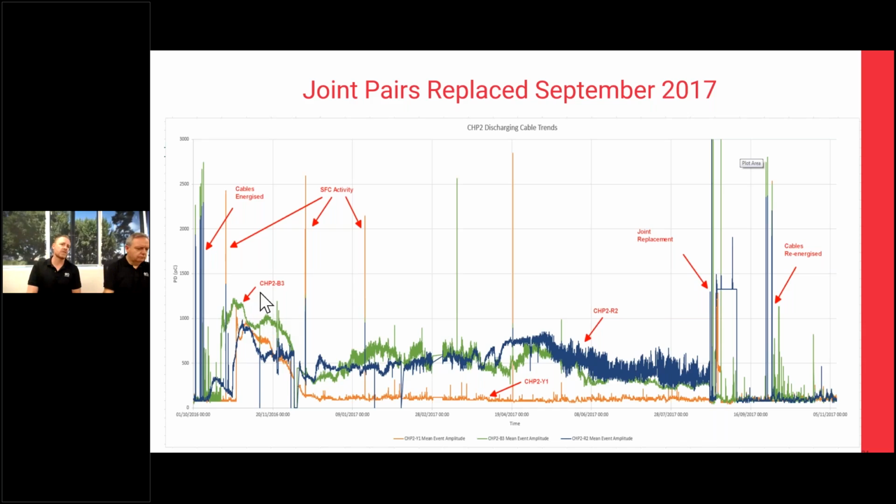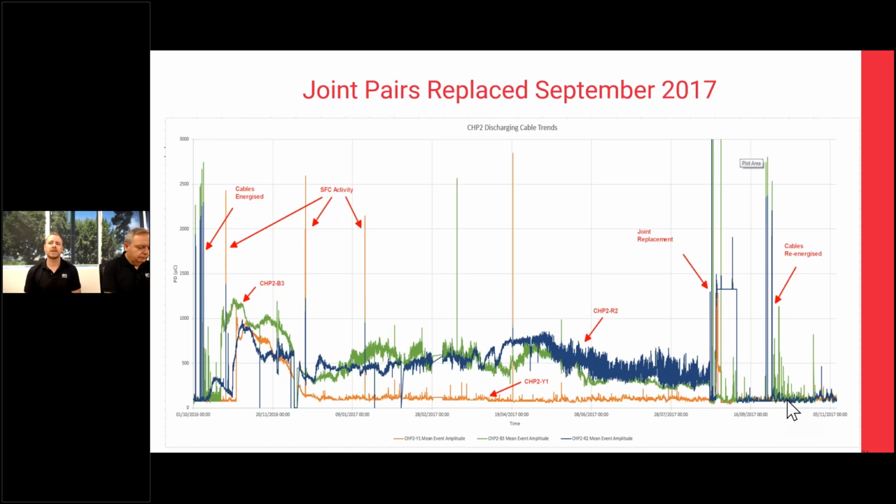And what we're able to do is track it over time, and we found that it all settled down, but was still very much discharging all the way through until they took a shutdown at this point in time here. They replaced those 3 joints and re-energized the cables, and from that point on, there were very, very low levels of PD, which is basically background noise, which means no PD.